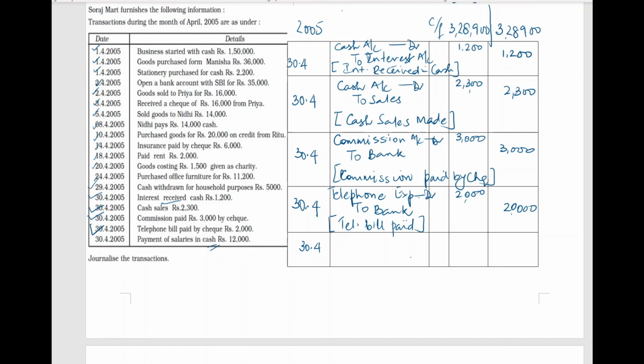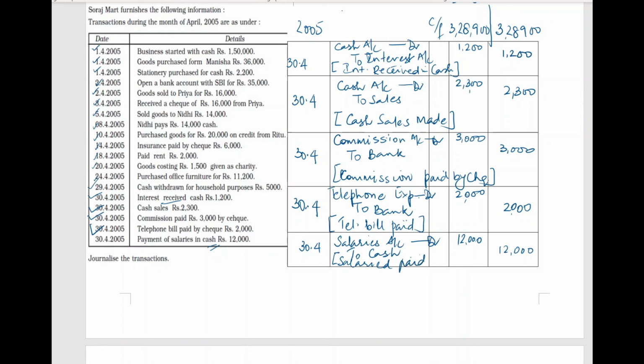And the last one is 30th April. This is done. Payment of salaries in cash. So I'm paying salaries in cash. So money is going out, and I will say salaries account debit is 12,000 to, how you're going to pay, to cash 12,000. Did I write here 20,000? No. Telephone expense is 2,000, not 20,000. So I'll erase this. And this is 2,000. Okay. So 12,000, 12,000, and the narration is salaries paid.